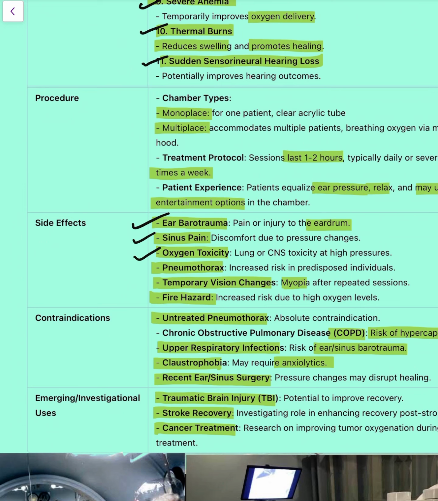Oxygen toxicity, because we are providing oxygen under high pressure, so it can lead to neurological symptoms of oxygen toxicity. Pneumothorax it can cause, and this is one of the absolute contraindications. Temporary vision changes can be there because of myopia. Fire hazard, as we are using oxygen in this.